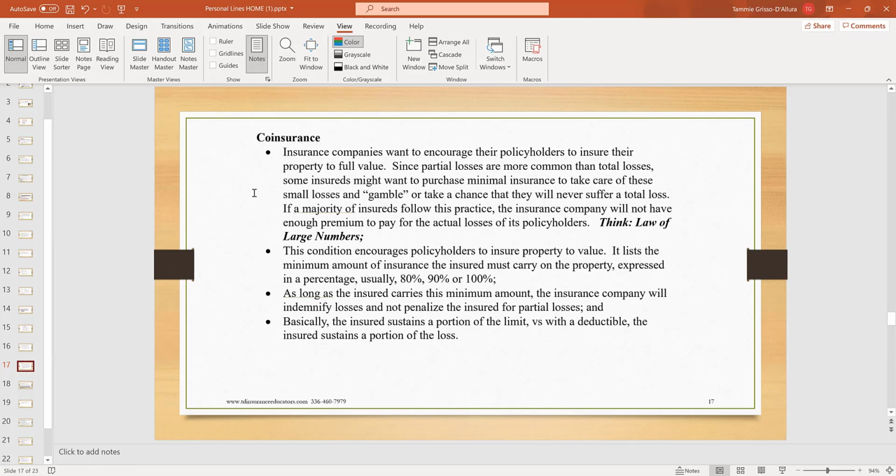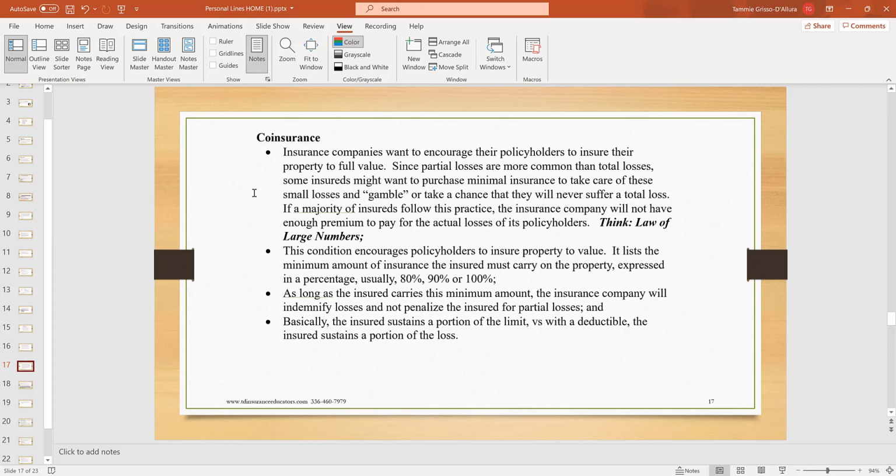Now, I will tell you, I've been in insurance for 30 years, and I've been an agency owner for 16. I've only had 2 total losses. One was a windstorm where the home was totally destroyed, and one was a fire loss. And all of my losses, except for those 2, have been partial.